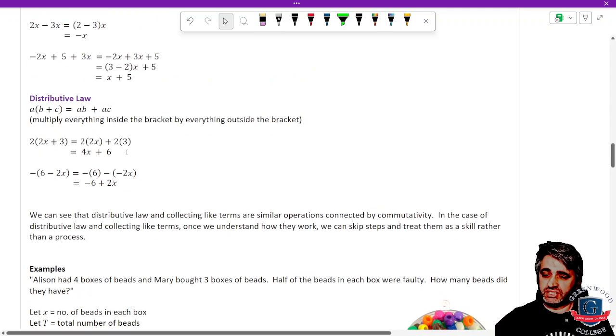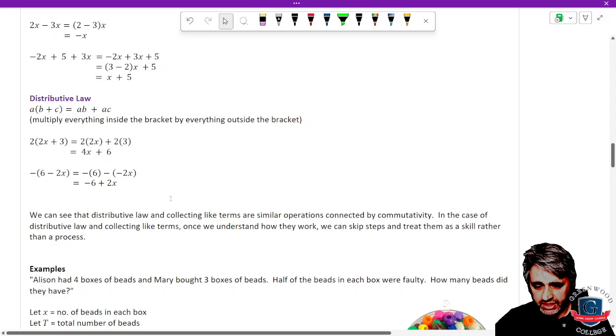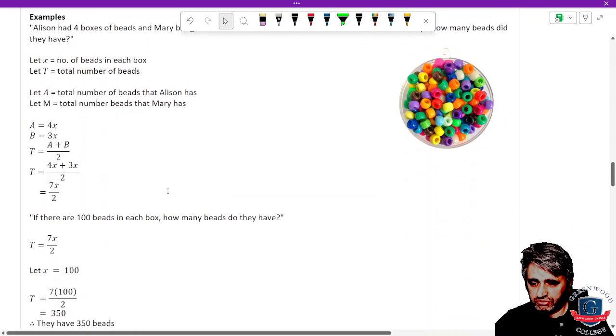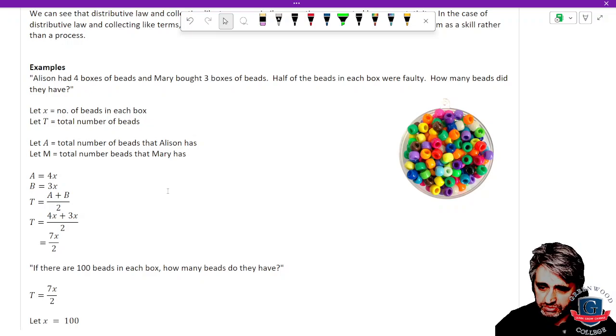Now from here we can see that distributive law is just collecting like terms backwards. They're both connected by commutativity. Once we understand how they work, all is good. Let's go through some examples. Alison has 4 boxes of beads and Mary has 3 boxes of beads. Half the beads in each box were faulty. How many beads did they have?